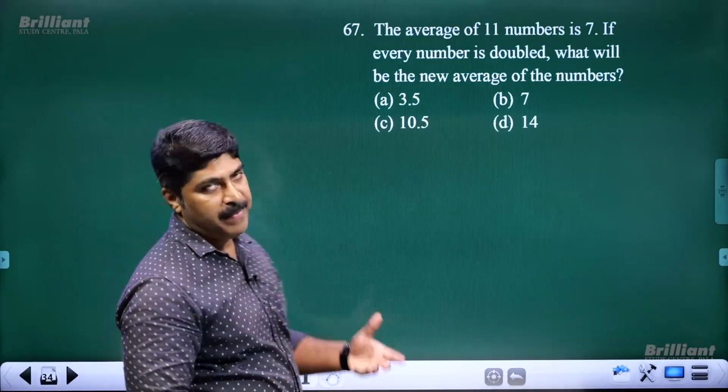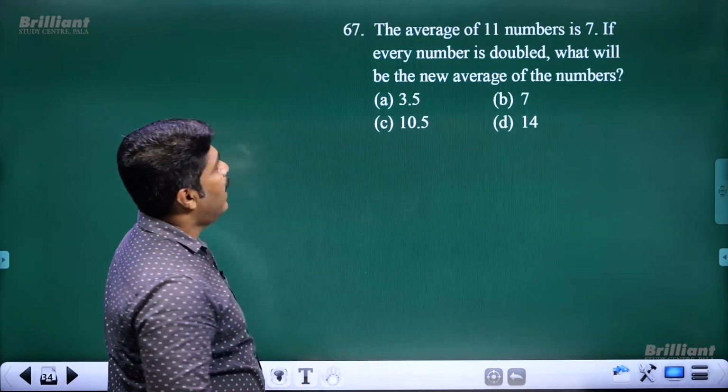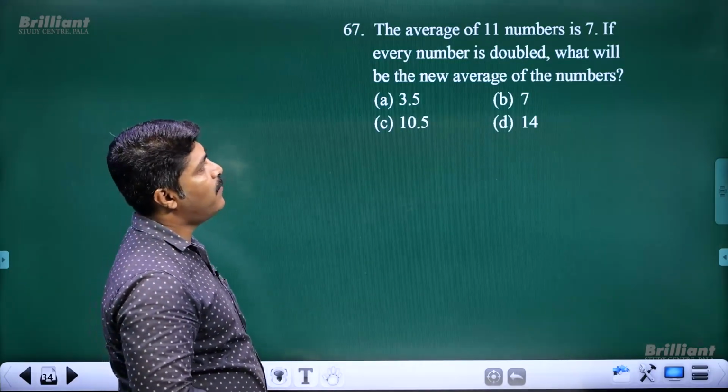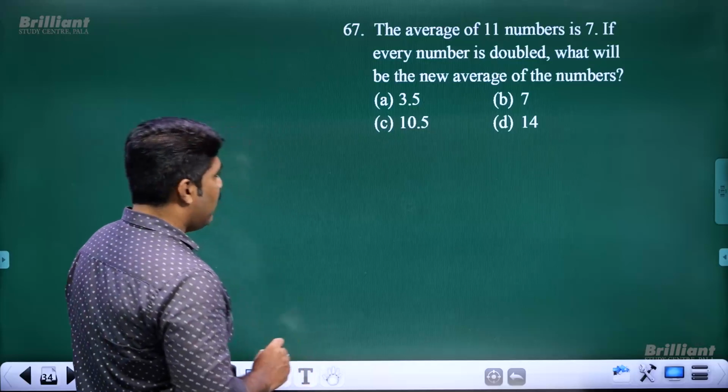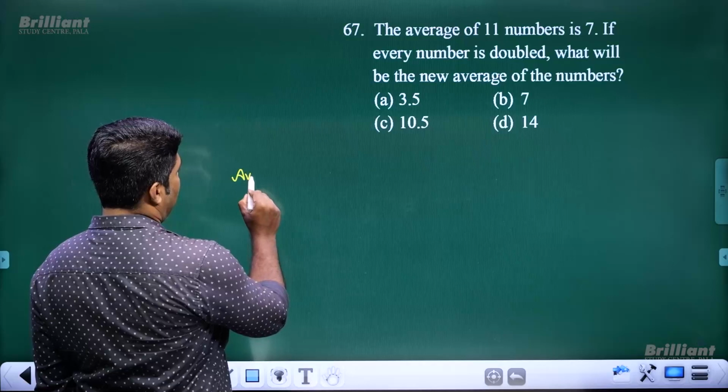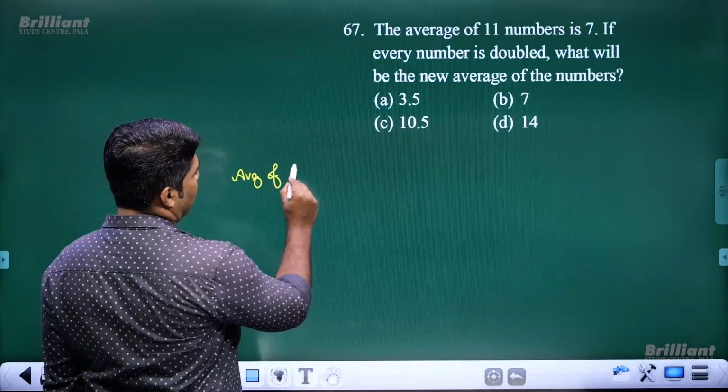Consider this question. It's a very basic average question. The average of 11 numbers is 7. If every number is doubled, then what will be the new average? So here we have to consider the basic property of average. Suppose we just consider the average of a set.